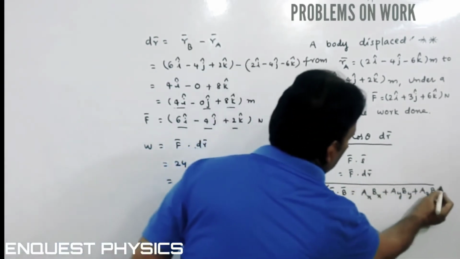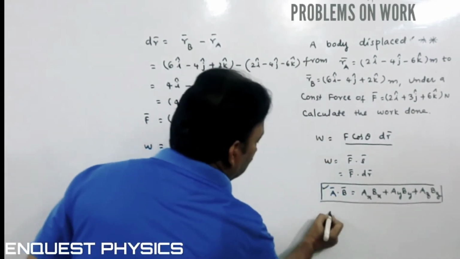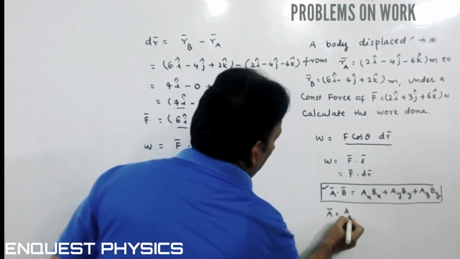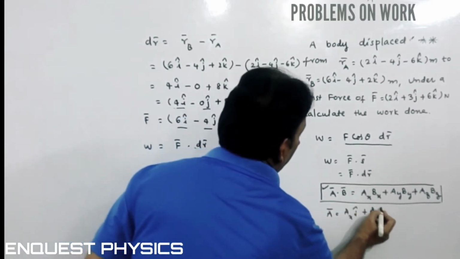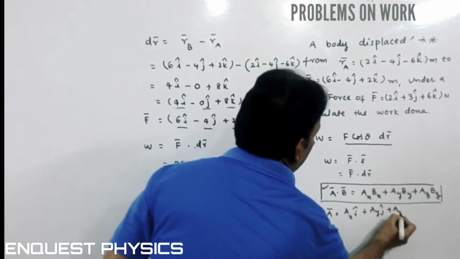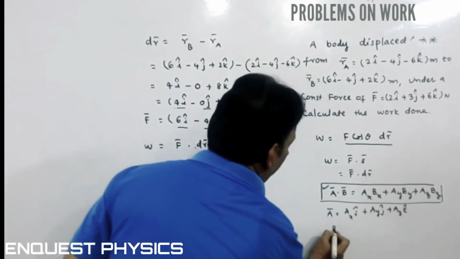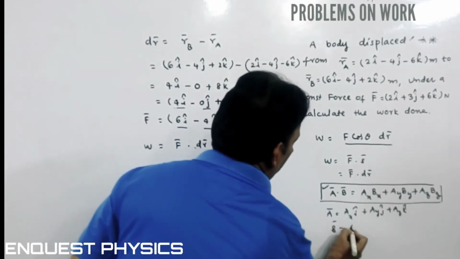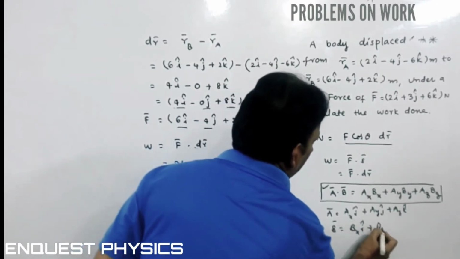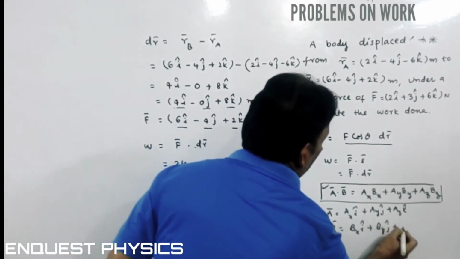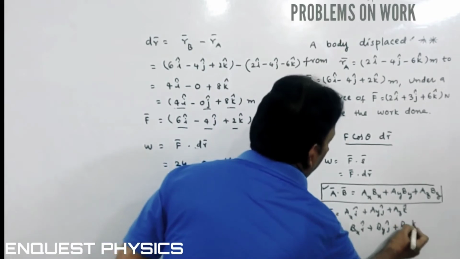If two vectors are a bar is equal to ax i cap plus ay j cap plus az k cap, and b bar is equal to bx i cap plus by j cap plus bz k cap.